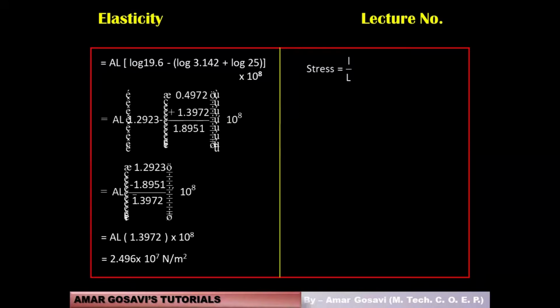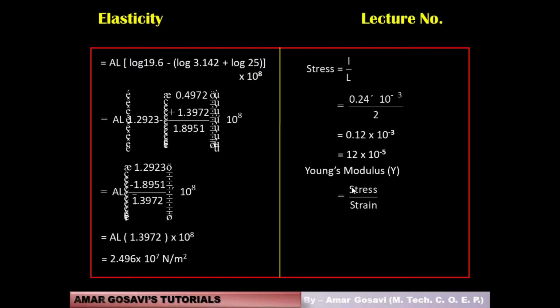Then let's talk about strain. Here also it's wrongly mentioned as stress. Please consider it as strain. So strain will be small l by capital L. Small l we know it is 0.24 into 10 raised to minus 3. Capital L was 2. Substitute it. You get this as 12 into 10 raised to minus 5. There is no unit because strain will have no unit.